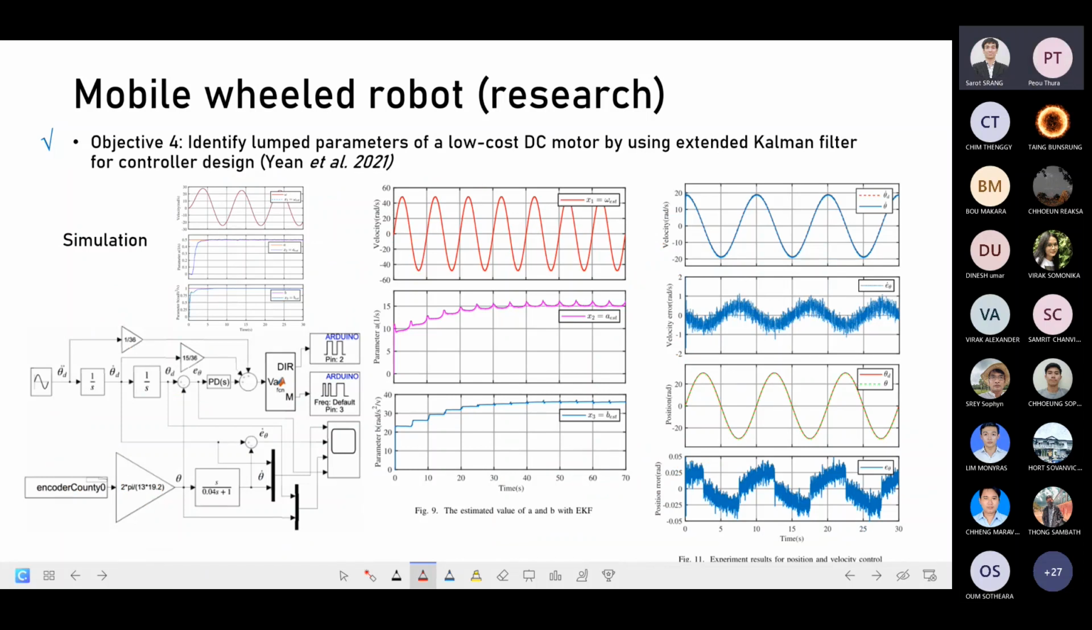This one is about objective number 4, to identify lamp parameters. We use a model of only 2 parameters, A and B, for this equation. The result was okay, but not really good. Right now we already have experimental results using 3 lamp parameters, A, B, and C. Like this. So we got a very good result actually.